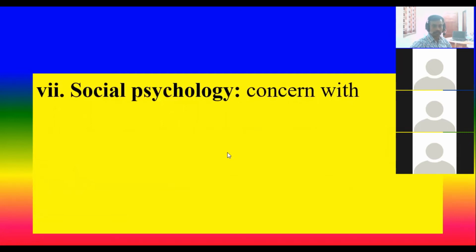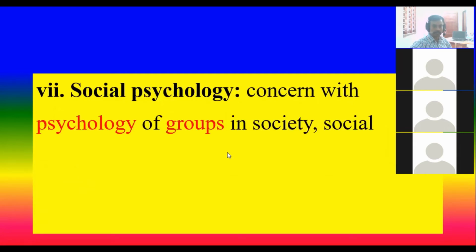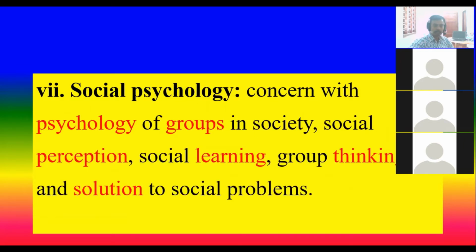Then social psychology. Psychology means the study of the individual mind, but social psychology studies the group mind: psychology of groups, perception of a group, learning, thinking, solutions to social problems, etc.